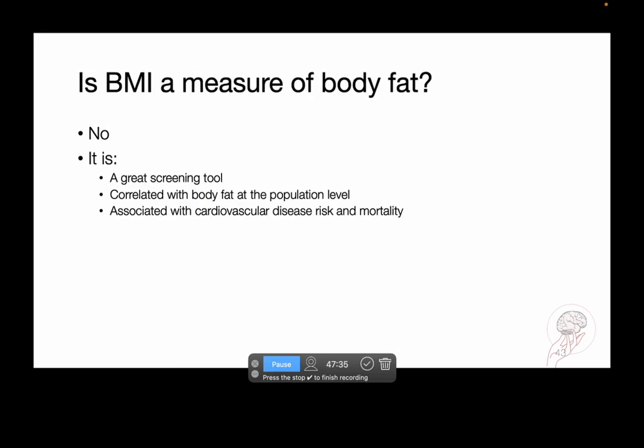So to summarize, is BMI a measure of body fat? No. But it is a great screening tool. It's correlated with body fat at the population level, not the individual. And it's associated with cardiovascular disease risk and mortality. That's the most important.